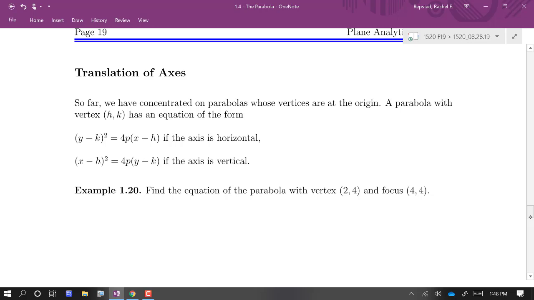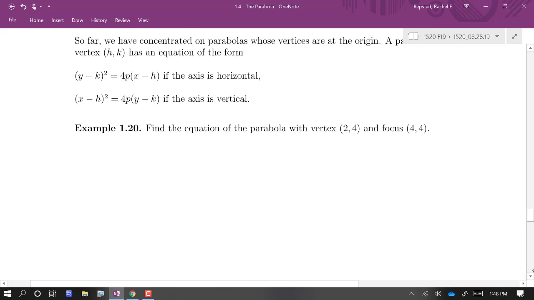So let's find the equation of a parabola with vertex (2, 4) and focus (4, 4). So look, they're starting out. They're giving us geometric information. What's a way that we could start this out? Sketch it. Let's just plot these points and get an idea. Because one of the first things we need to do is figure out which one of those two equation forms we're going to use. Like we need to figure out which way we think it opens.